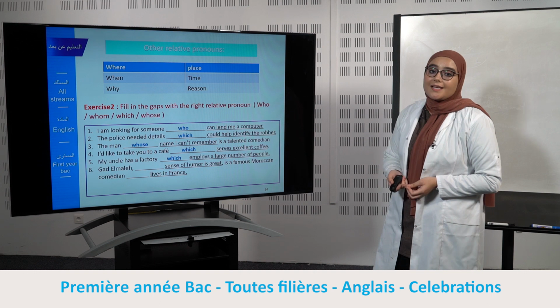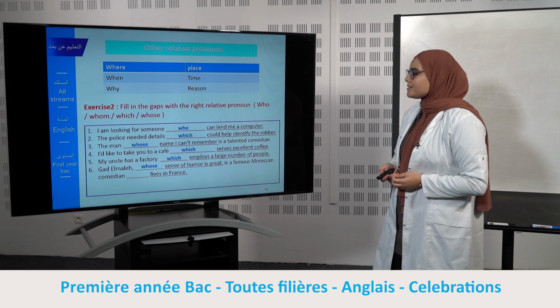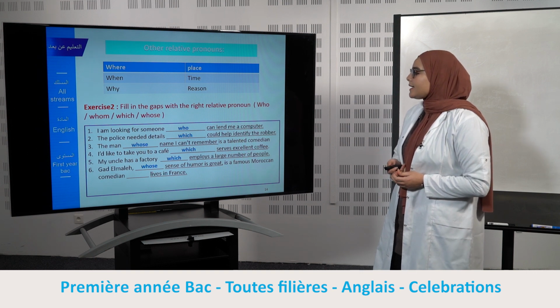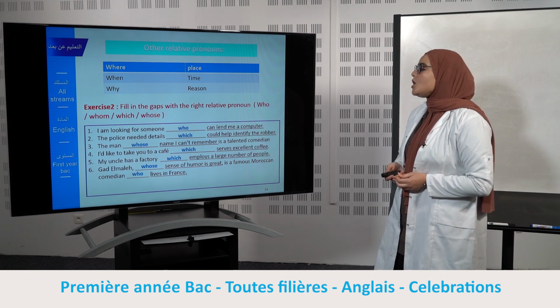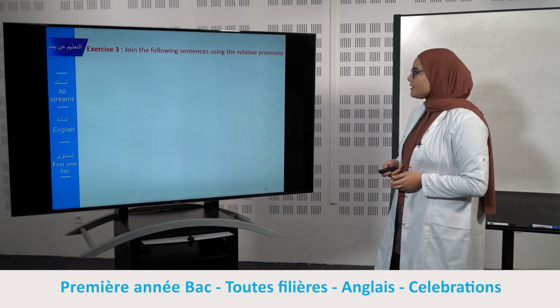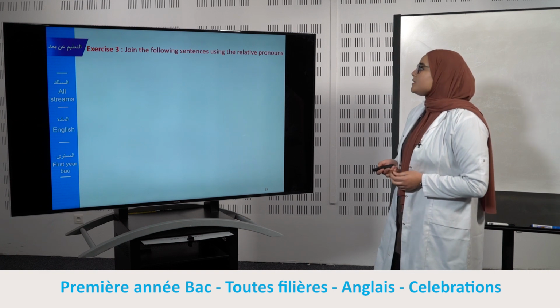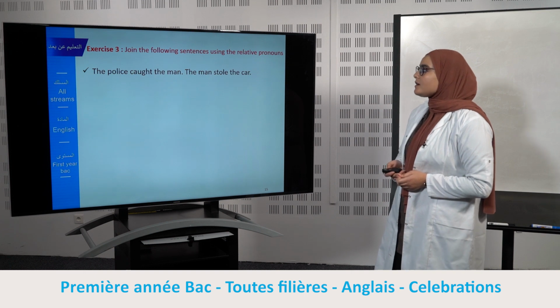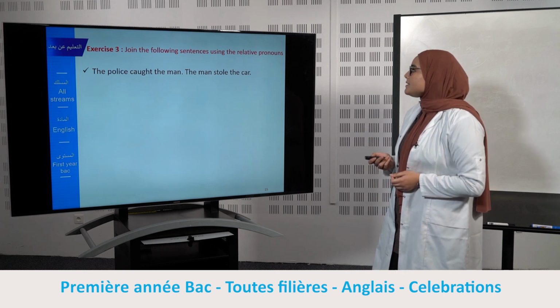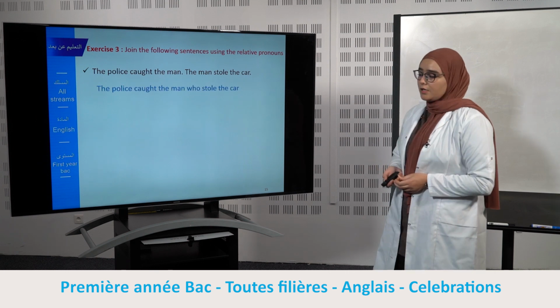Gad al-Maleh, of course, he is a person, so we are going to use who or whose. In this case, we are going to use whose and then who. Gad al-Maleh, whose sense of humor is great, is a famous Moroccan comedian who lives in France. Here we have another sentence, but here we have to join the following clauses using relative pronouns, okay? So we have: the police caught the man, stole the car, okay? The police caught the man who stole the car.